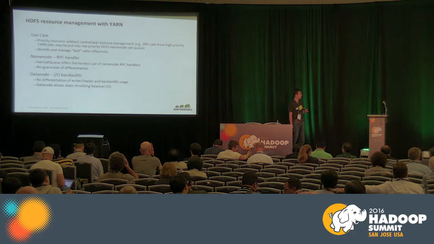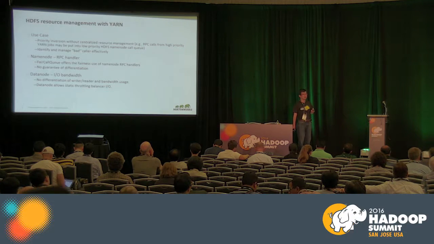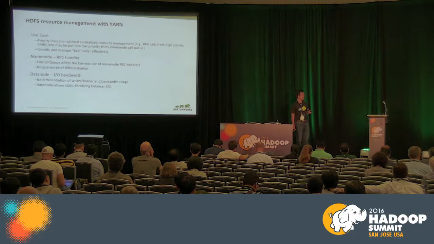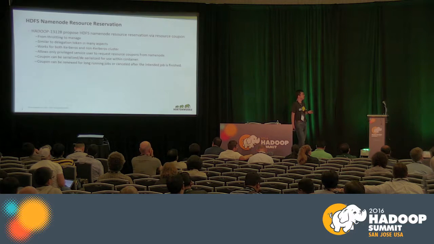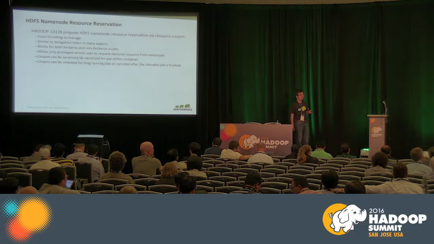And the data node currently supports some static throttling for the HDFS balancers, but there is no throttling on the regular replication traffic for the read and write request. And we have proposed to use the resource coupon for better resource management integration with Yarn-based resource management models.